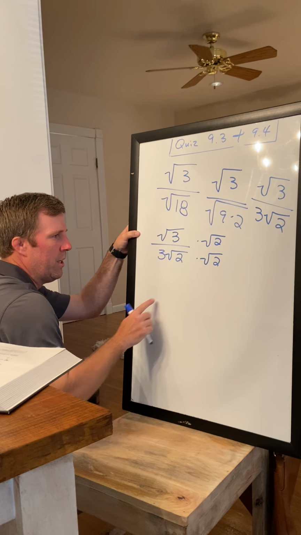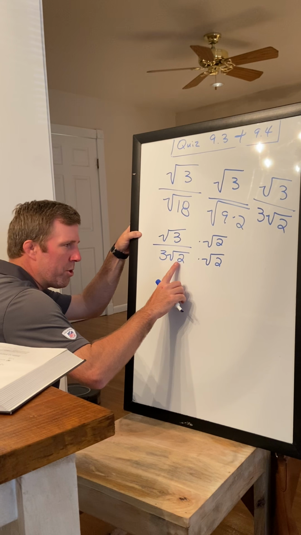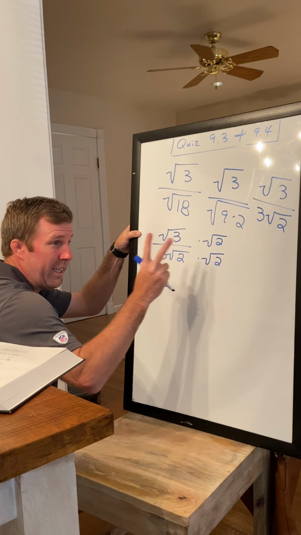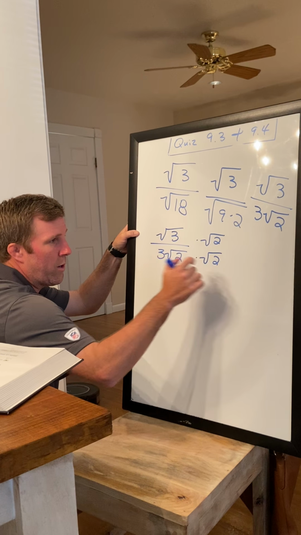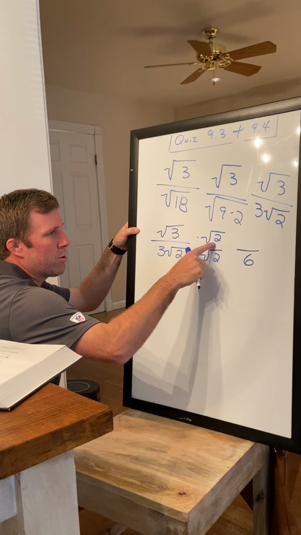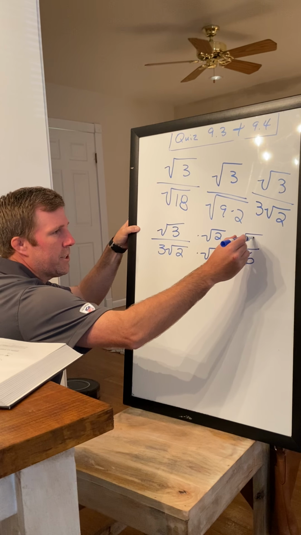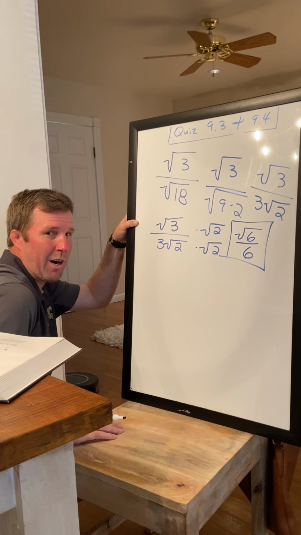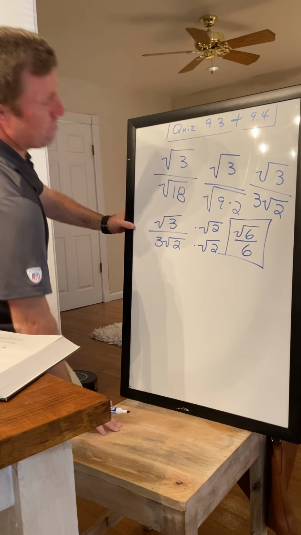Okay? Remember, we just went over, when I do the square root of 2 times the square root of 2, I get the square root of 4, which is 2. I do 2 times 3, which is 6. The square root of 3 times the square root of 2 is the square root of 6. I got the radical out of the denominator. I rationalized the denominator. Okay?